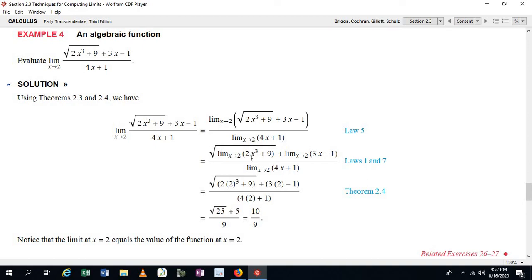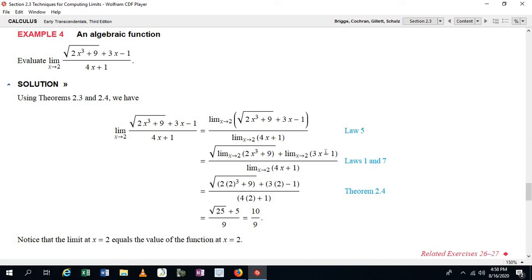And once we get it to this point, we can evaluate this limit right here using substitution now, because 2x cubed plus 9 is a polynomial. So I know what this limit is. I can find it by direct substitution. Just plug a 2 in, and that's what they did. So it's 2 cubed times 2 plus 9, and then you take the square root of that. Of course, 2 cubed is 8, times 2 is 16. 16 plus 9 is 25. So you get the square root of 25 for this piece.